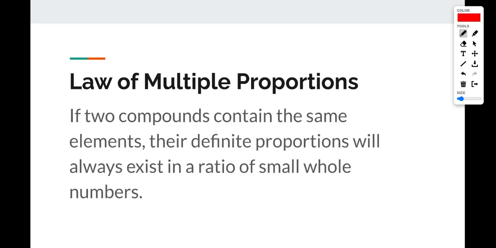Another law that was a mystery, that had no explanation, was the law of multiple proportions. This one's a little bit more sophisticated, and it relies on you having two different compounds. So if you have two compounds that were made of the same elements, you could find that definite proportion that we were talking about for the last law for one of the compounds, and then find it for the other compound. And then you take those two definite proportions and you find a ratio of them to each other, and that always turned out to be a ratio of small whole numbers.